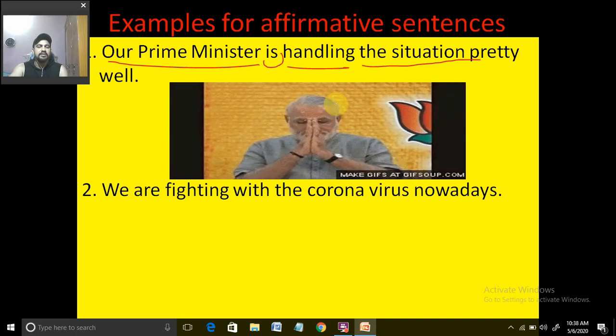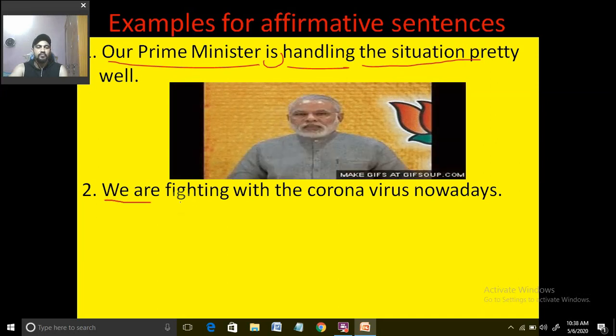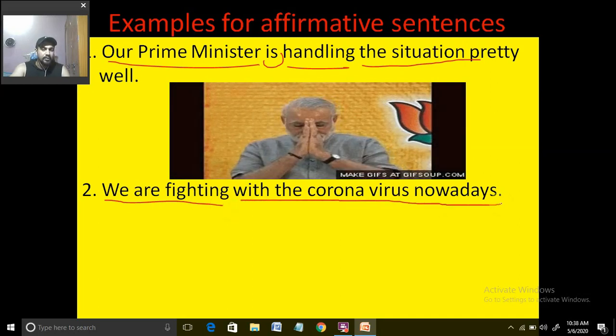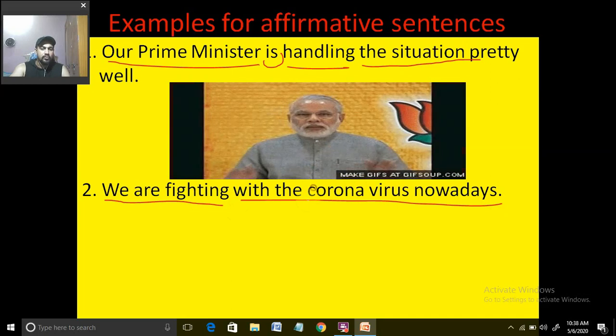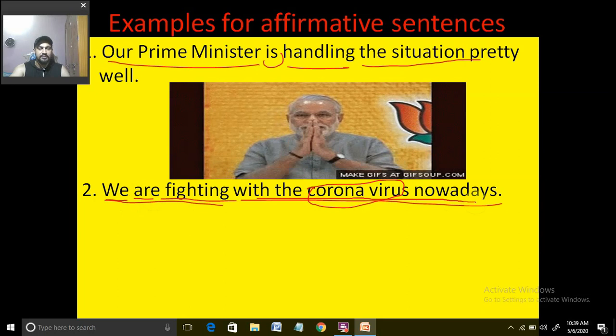Next, you see the second example, we are fighting. Are we fighting with each other? No, we are fighting with the coronavirus nowadays. So nowadays what we are doing is we are fighting with the coronavirus. So the action is going on at the moment of speaking, I'm telling you. So we is the plural subject, that is why are is getting used, and fighting, fight plus ing, then with coronavirus nowadays.